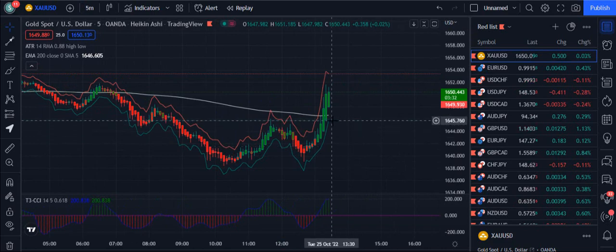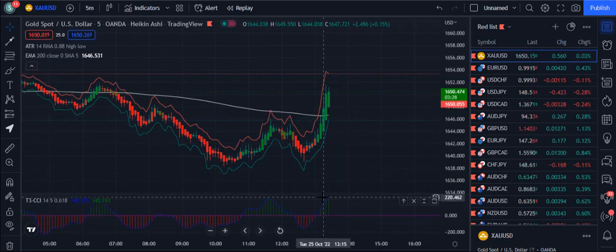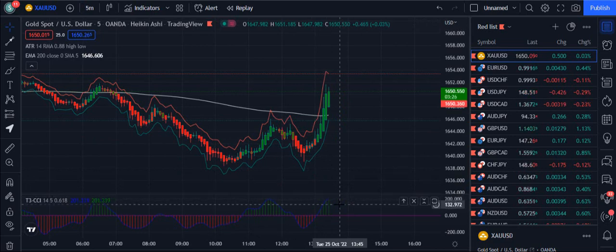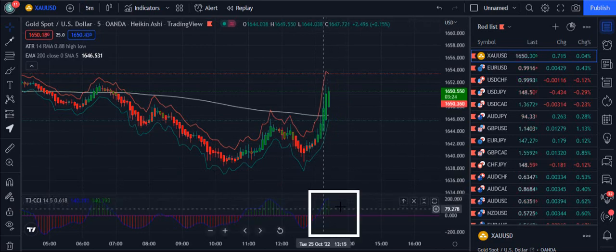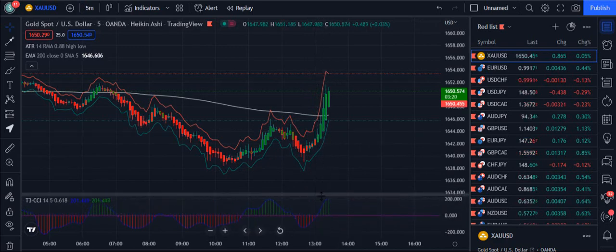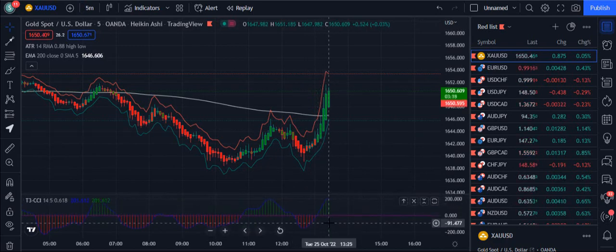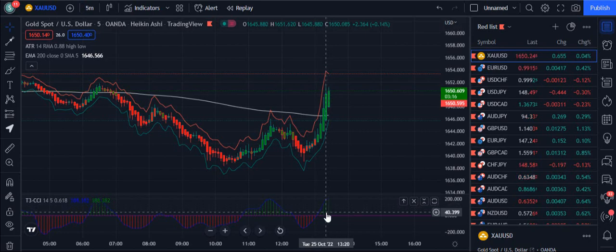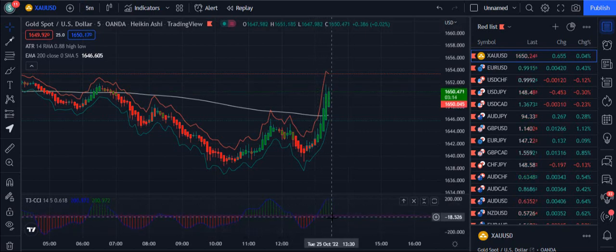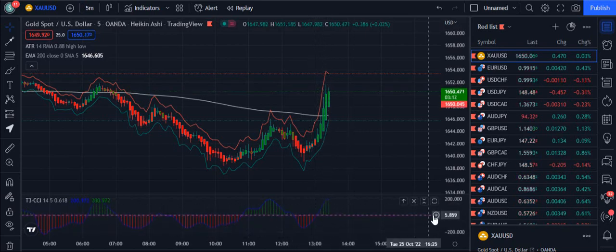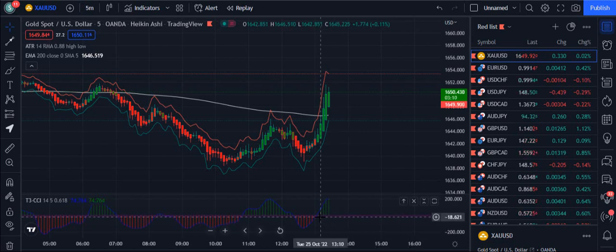So what is the entry rule? For example, let's talk about the latest picture that is going on the gold 5 minute chart. We will basically consider the T3 CCI indicator as a signal indicator. It has turned into the green color, and you can see it is above the 0 level, and it changed to green.